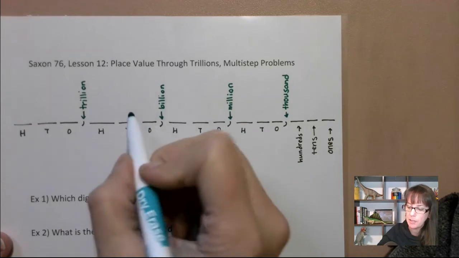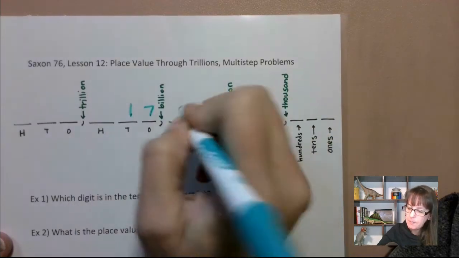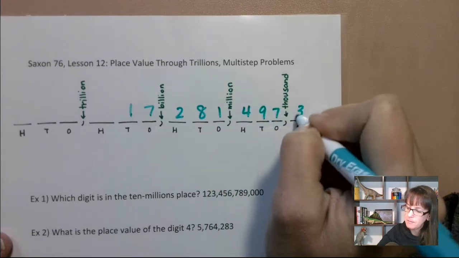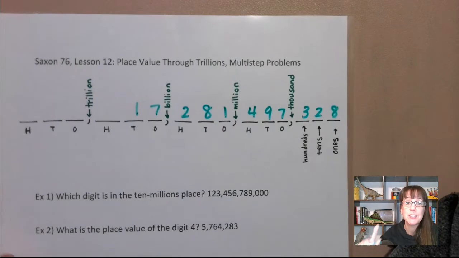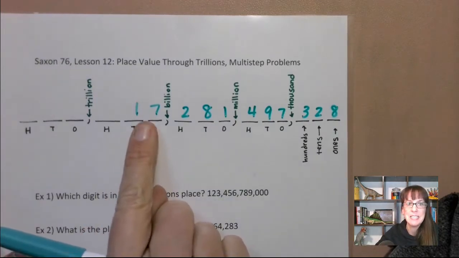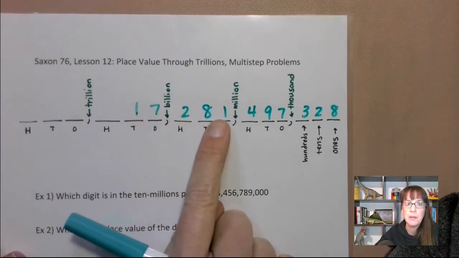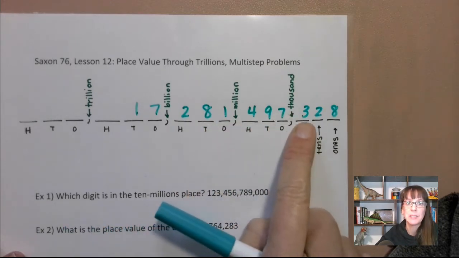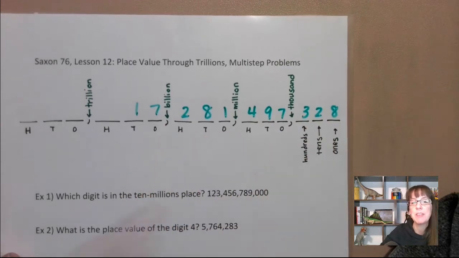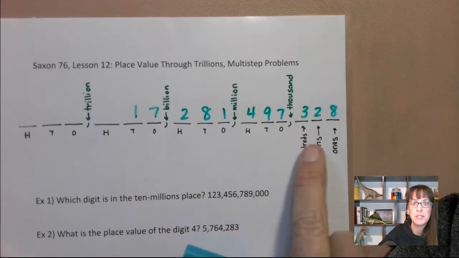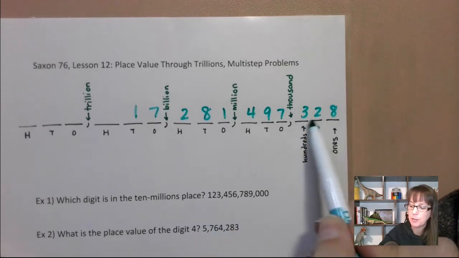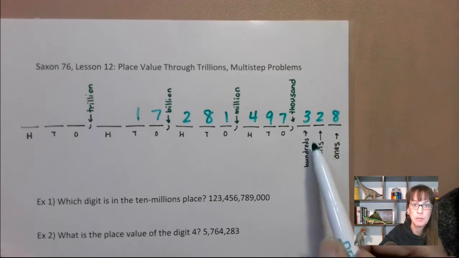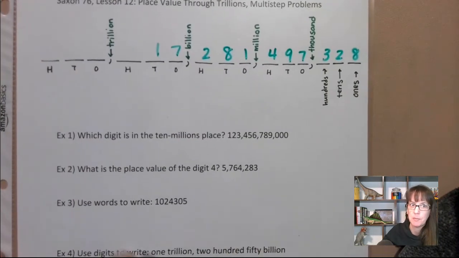So let's try something even harder. All right, so let's say we have this number right here. Here's how you would say this. You start by saying 17,281,497,328. Okay, within each of these three chunks, we have our hundreds, tens, and ones, right? So for example, in this 328, our 8 would be in our ones, our 2 would be in our tens, and our 3 would be in our hundreds. So let's talk about some of these examples from the book.